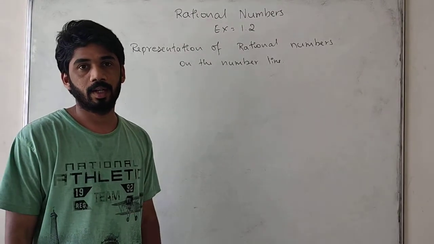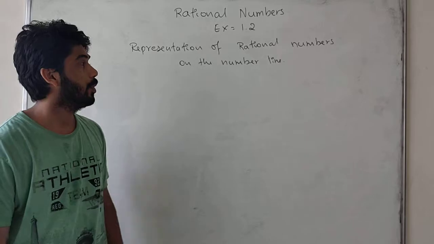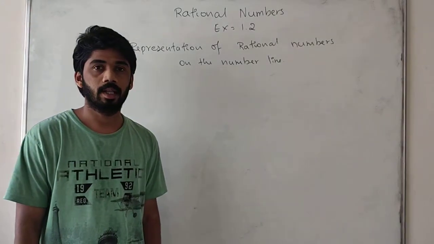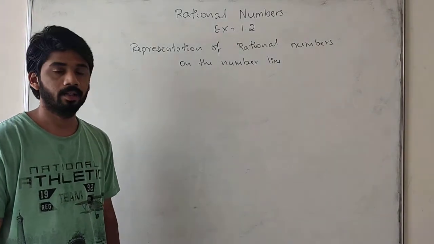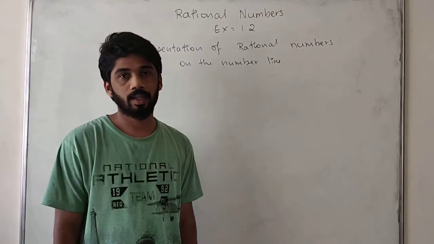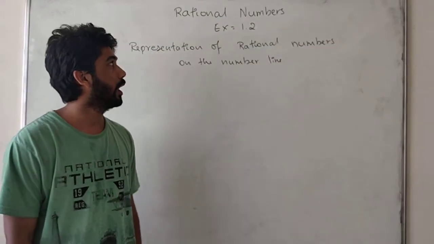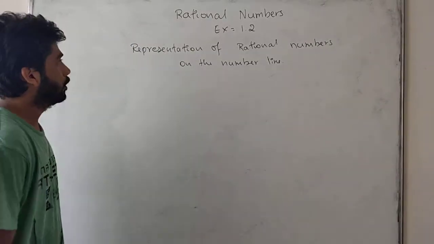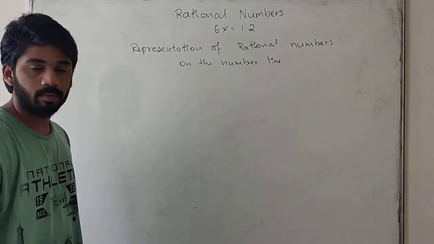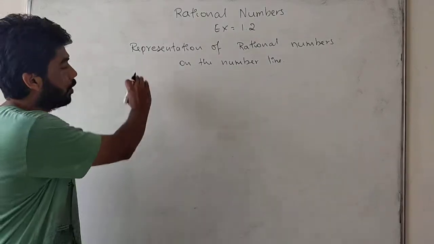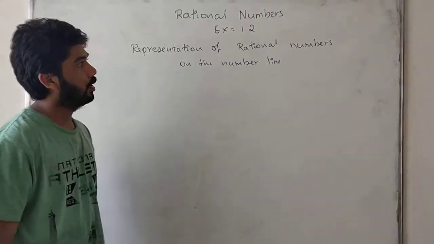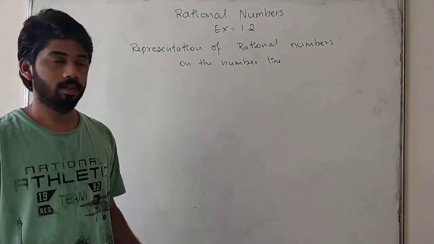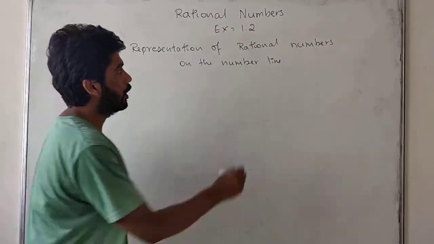I am Manjunath Bhandari. Students, in the previous class we were doing exercise 1.1 and we have completed it. In today's class we are going to do exercise 1.2 of rational numbers. In this class we are going to take up one concept: the representation of rational numbers on the number line. What is a rational number?